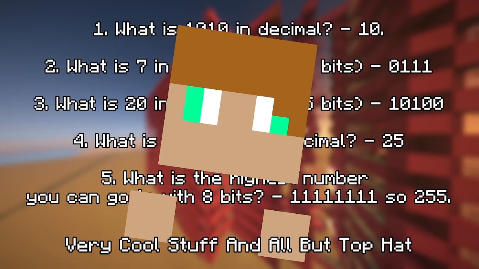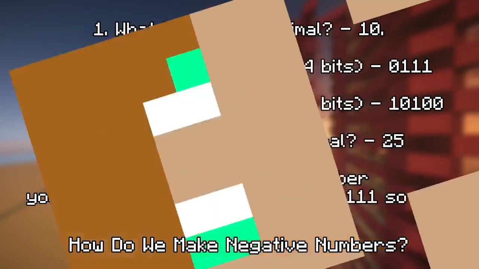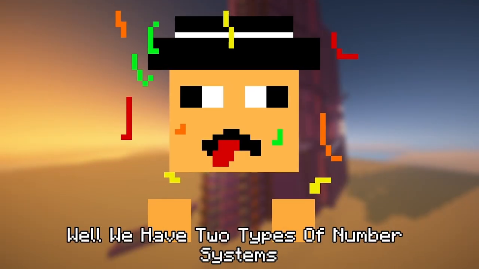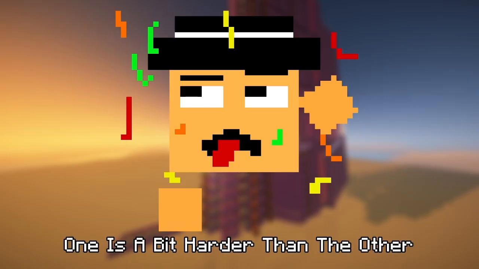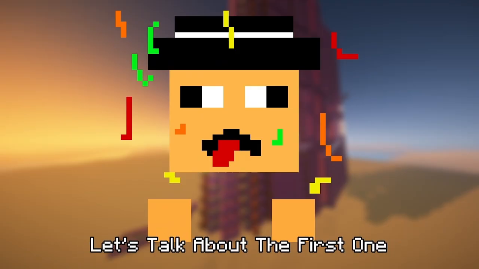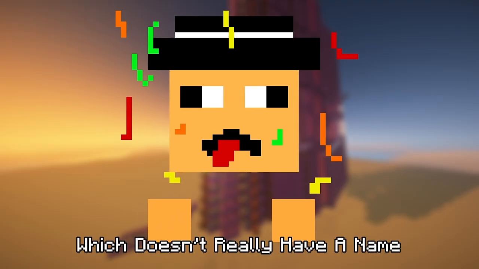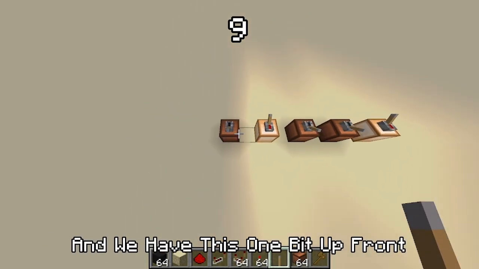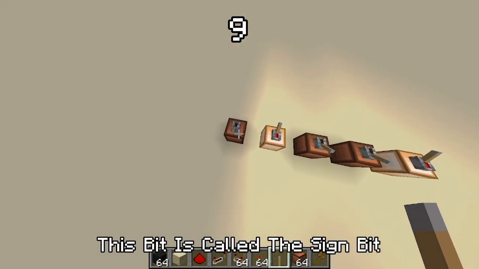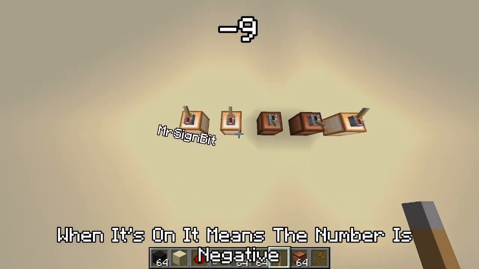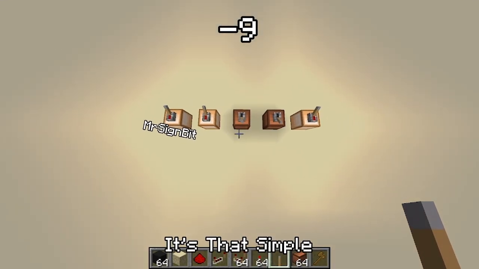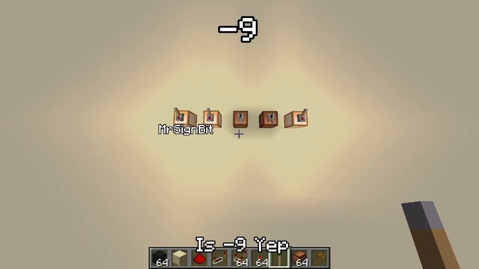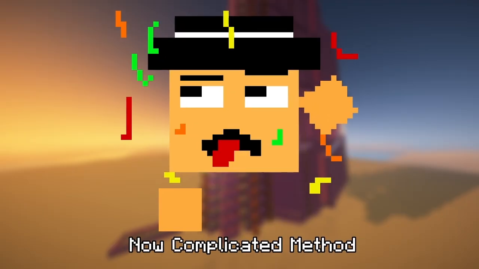Very cool stuff and all, but Tophead, how do we make negative numbers? Well, we have 2 types of number systems. One is a bit harder than the other. Let's talk about the first one, which doesn't really have a name. So, we have our binary number here, and we have this 1 bit up front. This bit is called the sign bit. When it's on, it means the number is negative. It's that simple. So 11001 is minus 9. Yep, it's that easy.